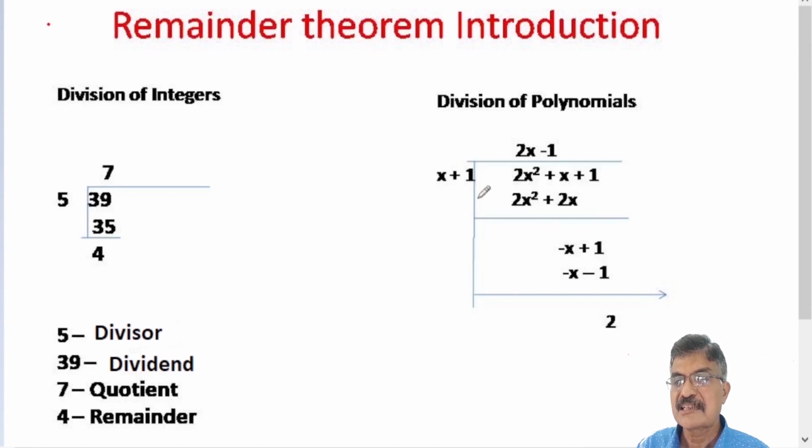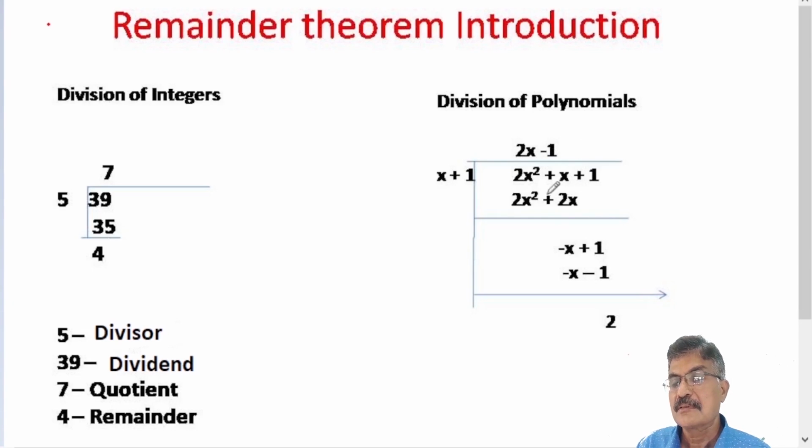Divide the first term, that is minus x, by the first term of the divisor. Let's divide the first term of the dividend by the first term of the divisor. That is minus x by x. Then you will get the answer as minus 1. This is the second term of the quotient, minus 1.